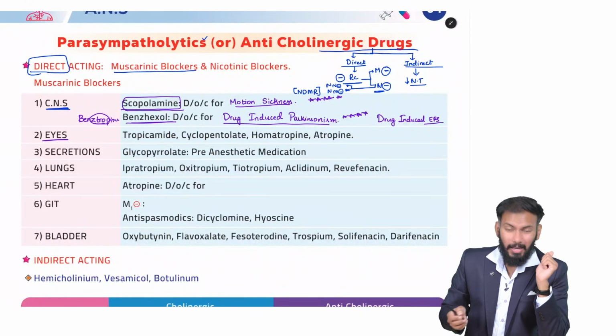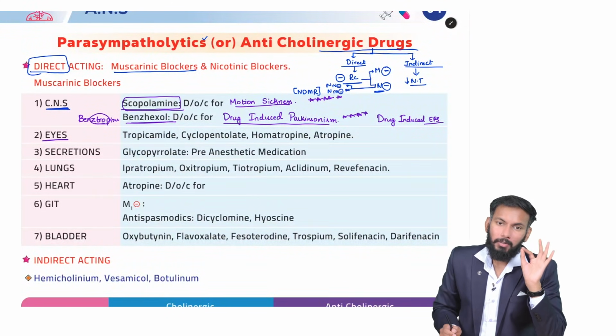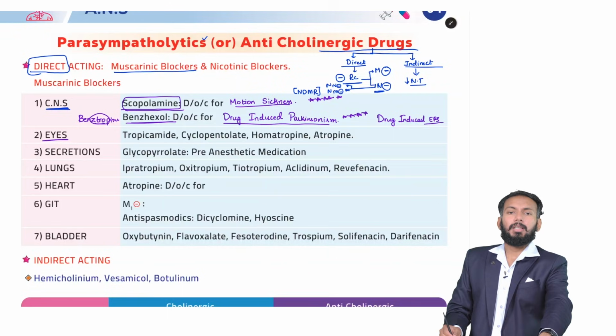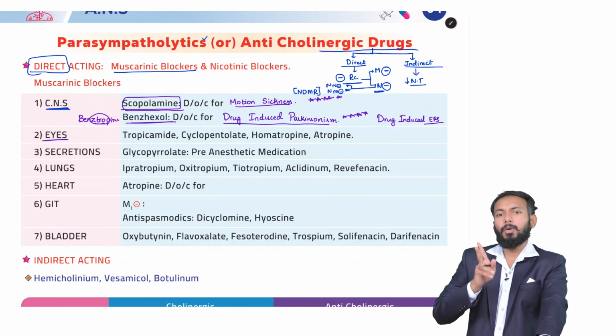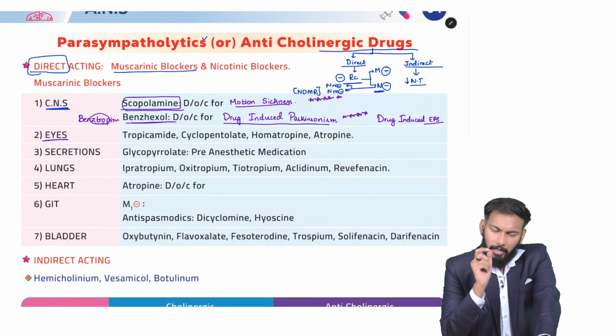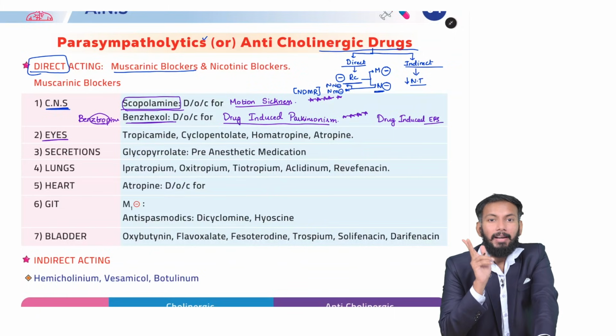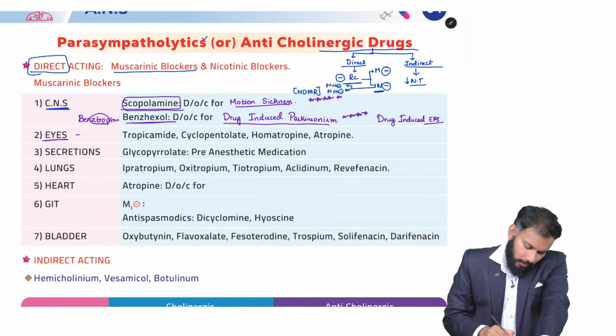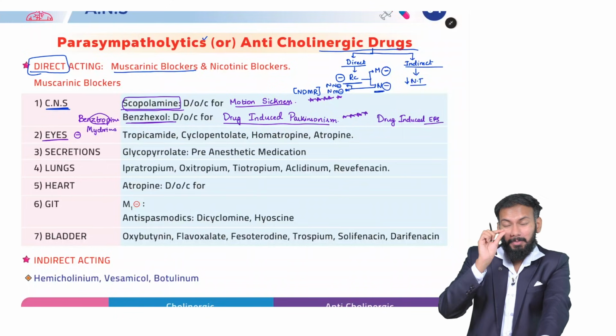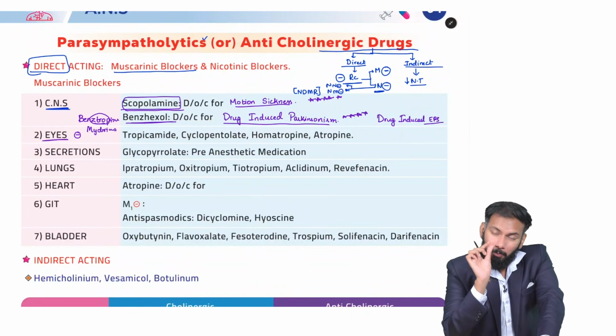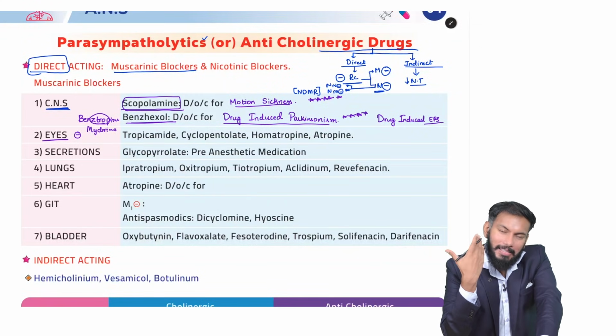Okay, next, coming to the eyes. Now in the eyes, what will happen? This is what is important to us. I told you M3 receptor is present in the eyes. It is causing miosis and accommodation. If you block this, what will it cause? Mydriasis. So the pupil size is becoming bigger, and it is easier for us to examine the eyes. So you can do fundoscopic examination.